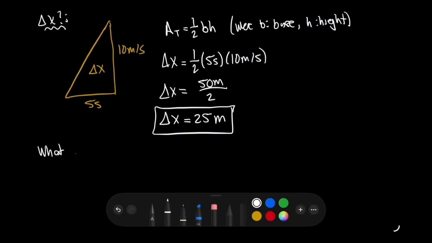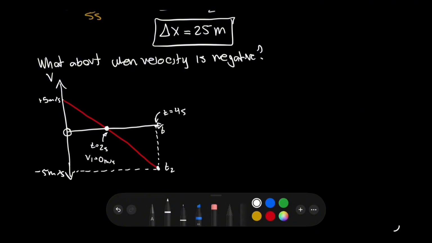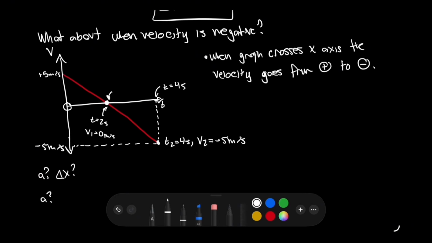Now we can also address the opposite case when the velocity is negative. So if we look at this velocity versus time graph here, where the velocity goes from being positive to crossing the x-axis and becoming negative, if we draw up this point here where it crosses the axis at time equals 2, and we label this later point here as t2 where it's maximally negative at negative 5 meters per second. When the graph passes the x-axis, that means the velocity goes from positive to negative. And so what does this mean for the acceleration and the displacement?